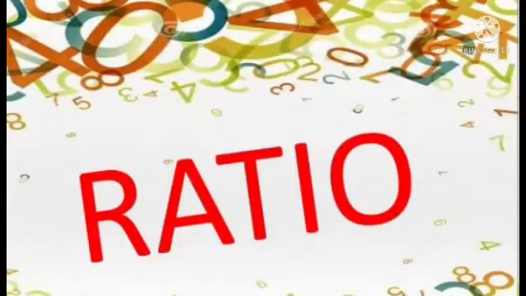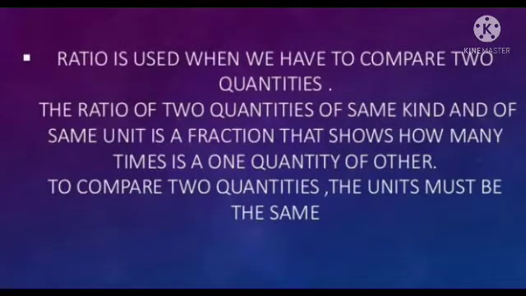Ratio. Ratio is used when we have to compare two quantities. The ratio of two quantities of the same kind and of the same unit is a fraction that shows how many times one quantity is of the other. To compare two quantities, the units must be the same.